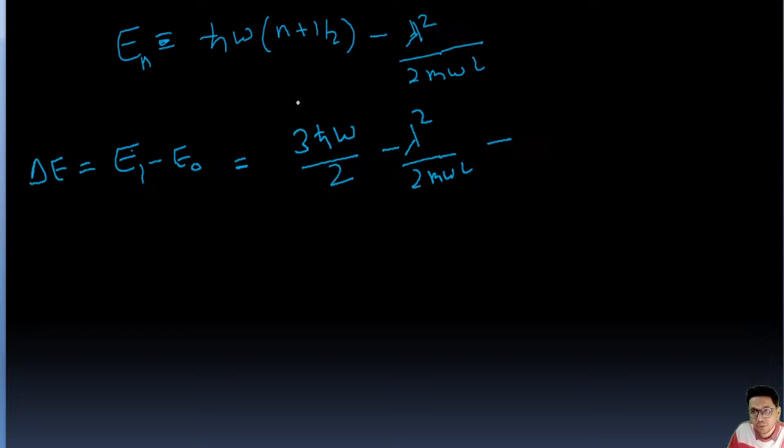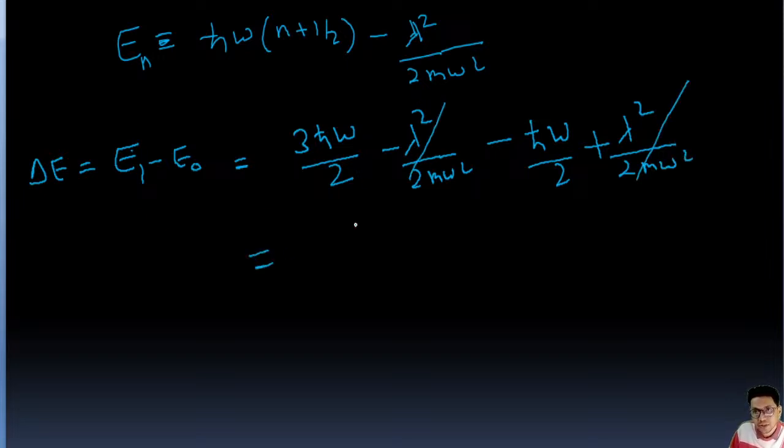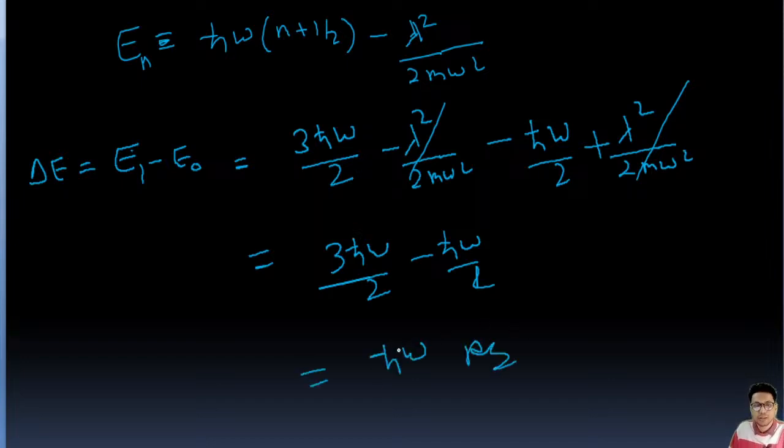Minus E0. Here we are going to write n equal to 0, so it is going to be h cut omega by 2 minus minus plus lambda square upon 2m omega square. Okay, this will get cancelled, so this is going to be 3 h cut omega by 2 minus h cut omega by 2. Okay, and this value is going to be h cut omega. This is the answer. Okay, so which option is matching?